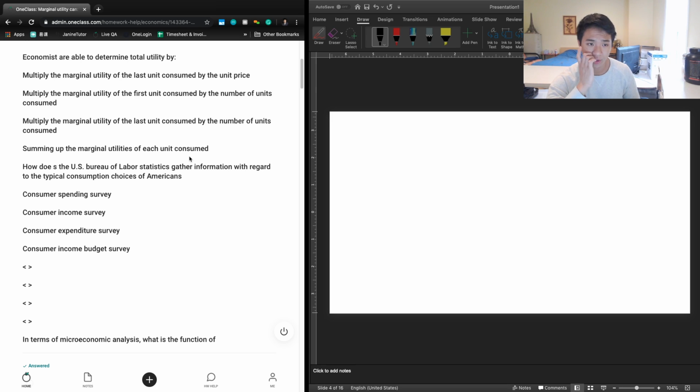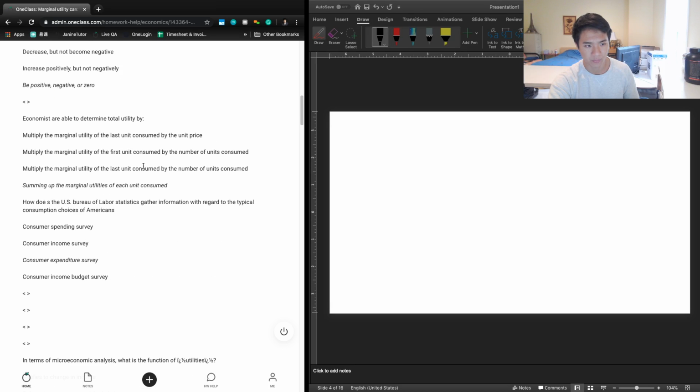So marginal utility fluctuates according to the law of diminishing marginal utility with every single unit that you're consuming. And so we would not be multiplying anything by the number of units, because that assumes a consistent marginal utility. What we're really thinking about in terms of total utility is this last option, summing up the marginal utilities of each unit that was consumed. And so we're going to be picking that as the right answer here. So summing up the marginal utilities of each unit consumed is the right answer.